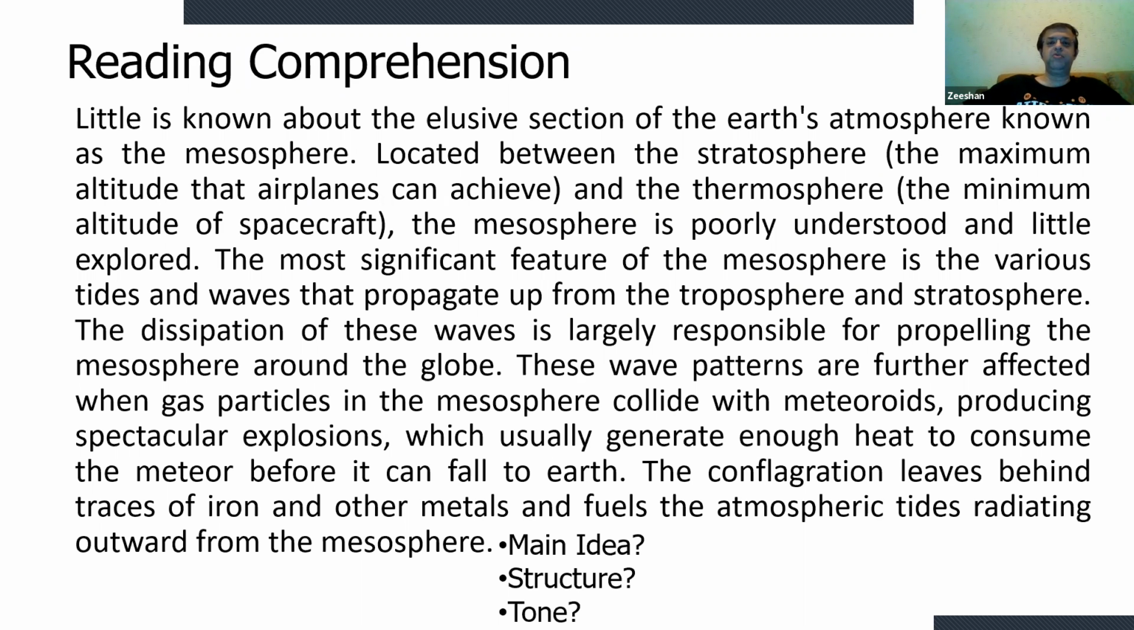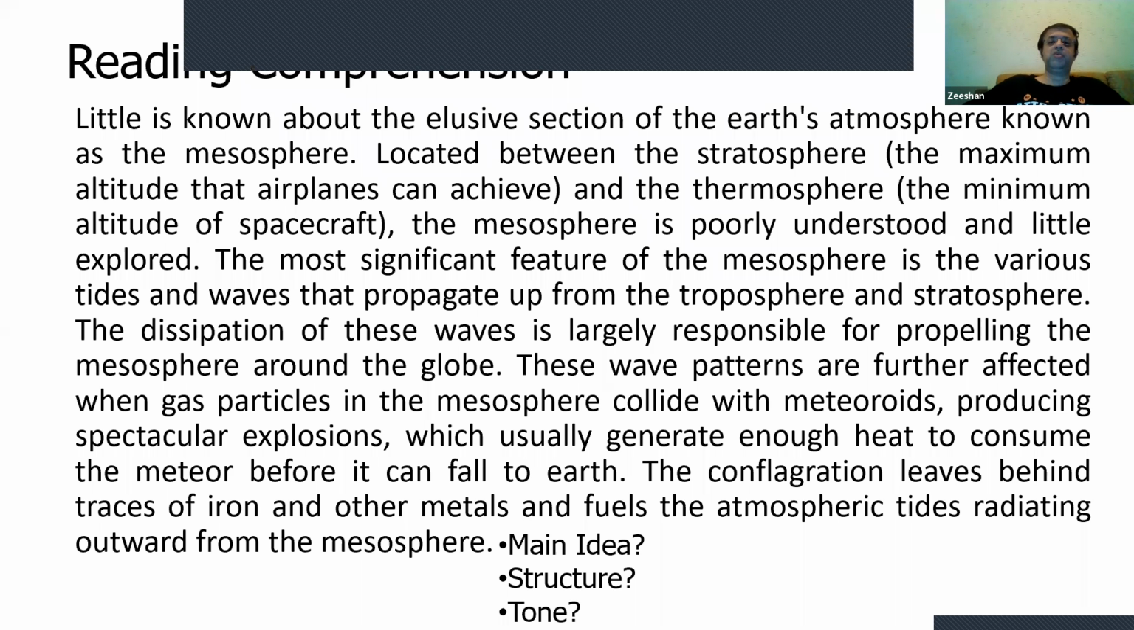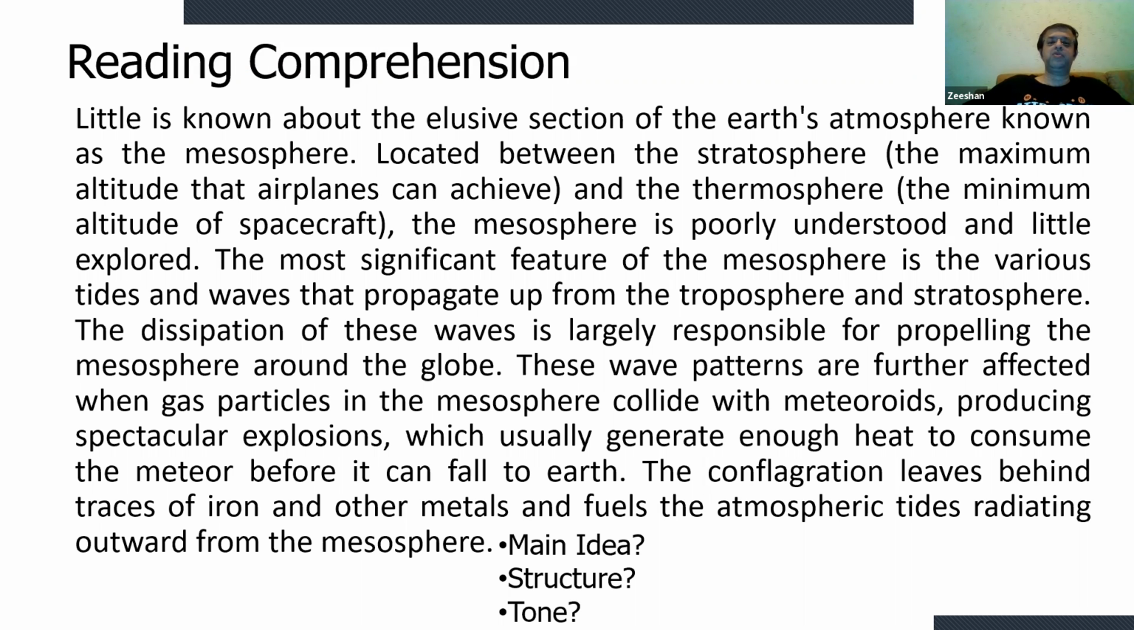Little is known about the elusive section of the Earth's atmosphere known as the mesosphere. Located between the stratosphere, the maximum altitude that airplanes can achieve, and the thermosphere, the minimum altitude of spacecraft, the mesosphere is poorly understood. If we keep our reading till this point, what is the main idea of this paragraph? The paragraph is talking about 2 layers of the atmosphere, in fact 3 layers, and the main focus is on the mesosphere, what's above it, what's below it, and that this phenomenon is poorly understood.